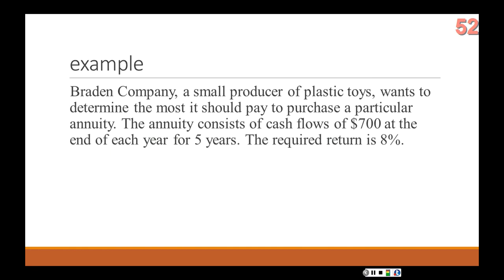So Braden Company wants to determine the most it should pay to purchase a particular annuity. The annuity consists of cash flows of $700 at the beginning of each year for 5 years, and the required return is 8%. So we know that this is an annuity due because the problem says beginning. So we need to make sure that our calculator is in begin mode.